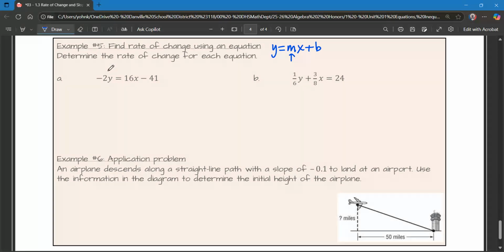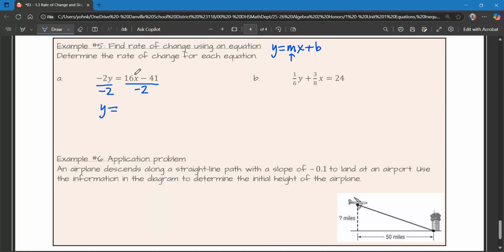You can't just start by saying, oh, it's 16. That's the number in front of the x. Notice the left side is not y equals. So we need to make the left side y equals. And so if we divide the left side by -2, we have to divide the right side by -2.